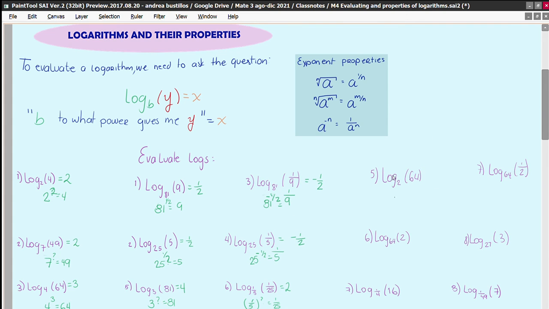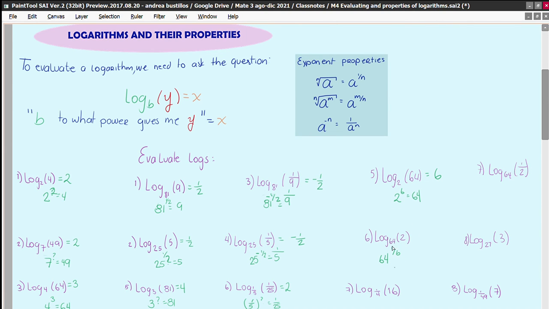In this example, 2 to what power gives me 64? The answer is 6. 2 to the power of 6 is 64. So this logarithm is 6. Logarithm base 64 of 2, how much is it? Notice that if you already know that 2 to the power of 6 is 64, that means that the sixth root of 64 has to be 2.